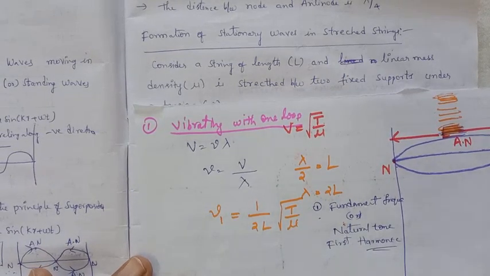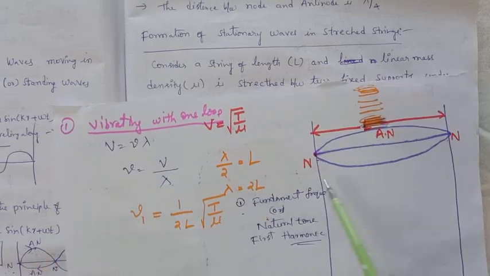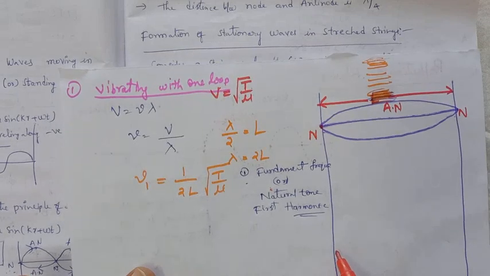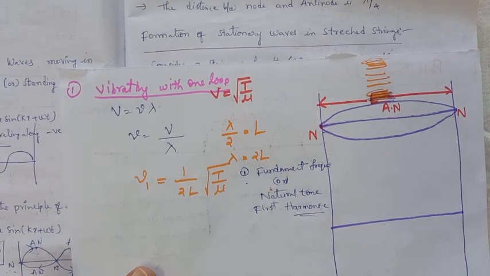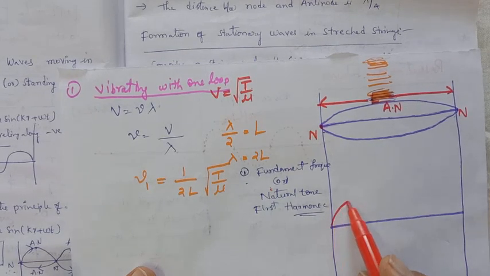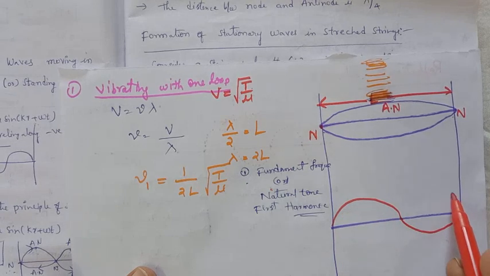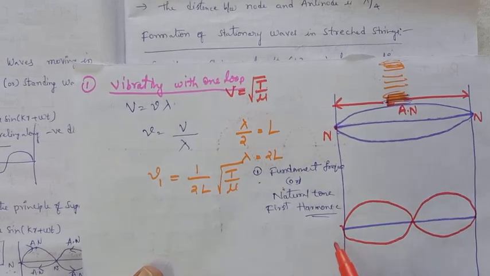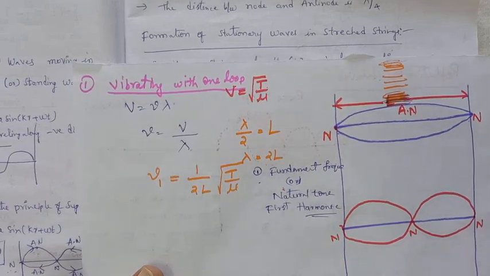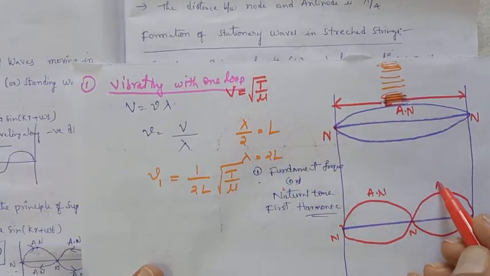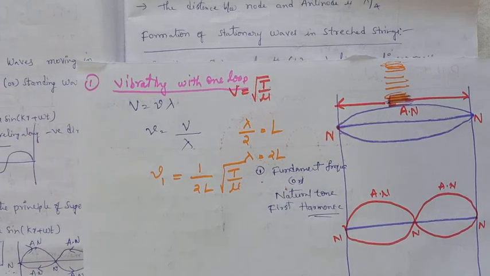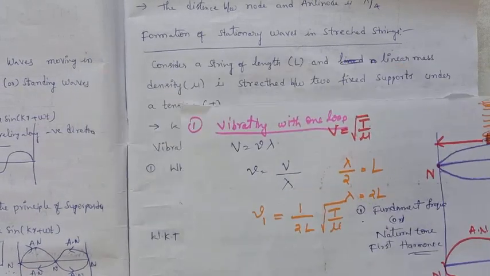This is called the first harmonic, when the string is vibrating with a single loop. Suppose the string is vibrating with two loops. The points are node, node, and node, and this point is called the antinode. From here to here the distance is equal to L. So here it is vibrating with two loops.